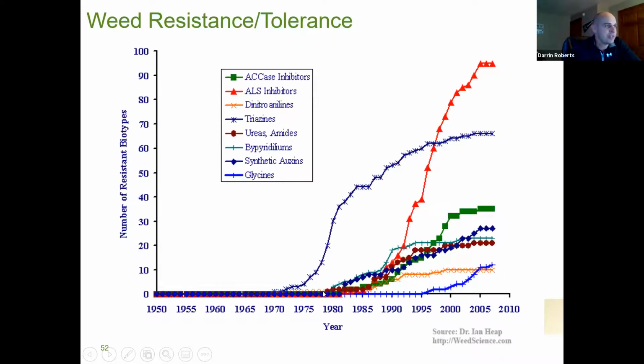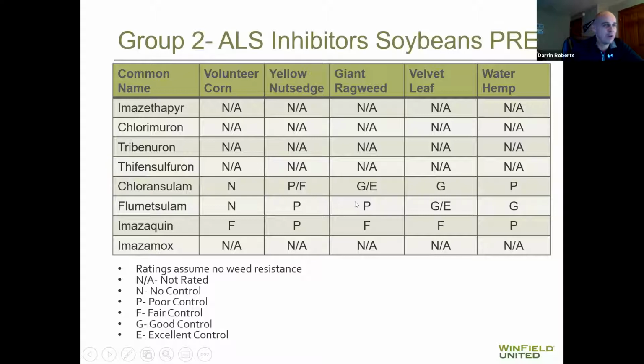One thing I will mention here is because of how much ALS inhibitors have been used in prior years, you can see just how many different resistant weeds we have to ALS inhibitors. It's a lot more than most of the other modes of action, okay? And so that's why as we go through the ratings here, you'll see a lot of them are rated as good to poor on a lot of these weeds. And it's because of overuse of that particular mode of action in years past, okay?